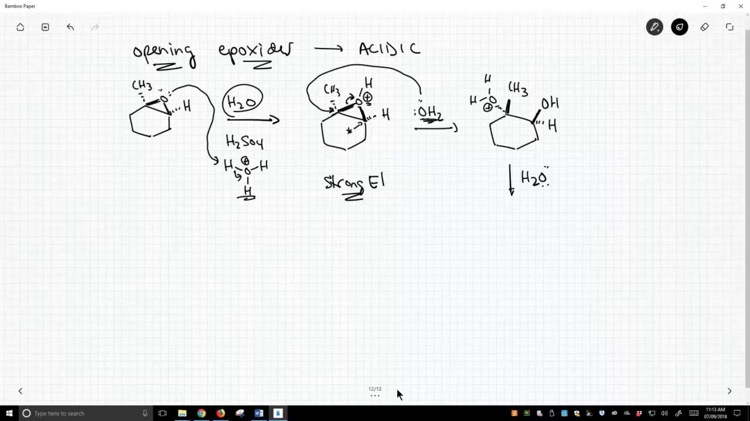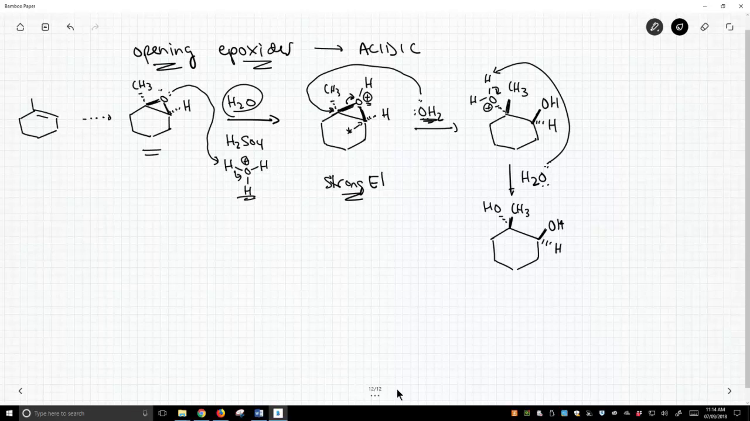We need to deprotonate the oxygen, and to do that, we'll use the best base that we have available. That is water. And what we get is this opening product. So what have we overall added? Remember, this compound, our starting material, came from this alkene. So what have we in net added? Well, we've added 2 OH groups. We've done an addition reaction.